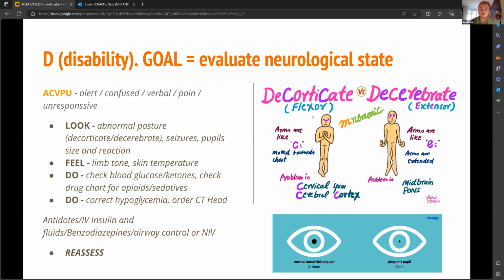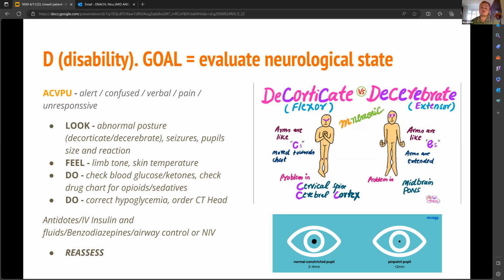They have an abnormal posture like decorticate, where they have a flexor response, or decerebrate, when they have an extensor response. It's not like one is better than the other. Usually this is quite bad. Decerebrate means really bad. There's some problem at the midbrain or the pons. But this is the kind of thing that you might notice straight away. You may be given a handover about this patient having had some seizures, or you witness a seizure, and you will check the patient's pupils and their reaction to light.